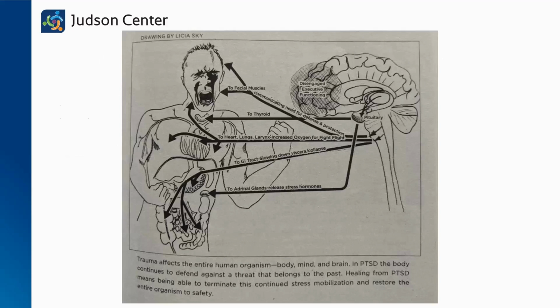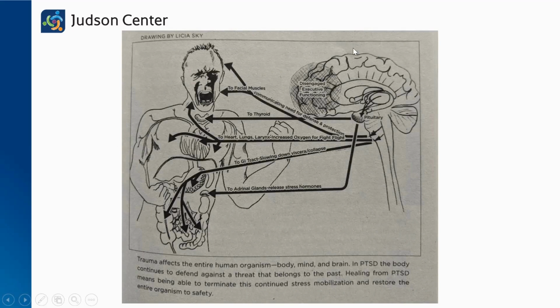So here we have a picture. It might be a little hard to see, so I'm going to use my cursor here to point a little bit. It says trauma affects the entire human organism, so body, mind, and brain. The body continues to defend against a threat that belongs in the past. Healing from trauma means being able to terminate this continued stress mobilization and restore the entire organism to safety.